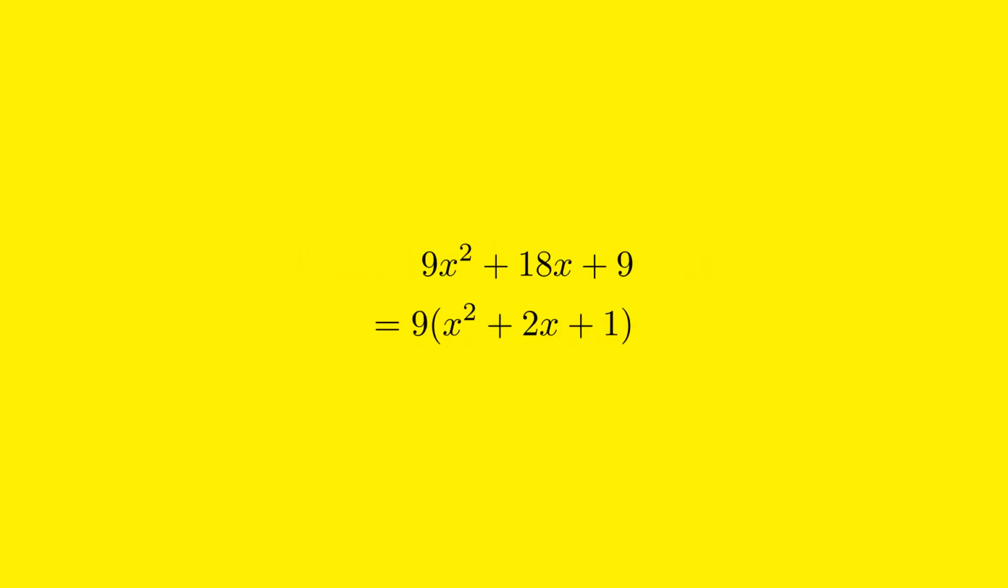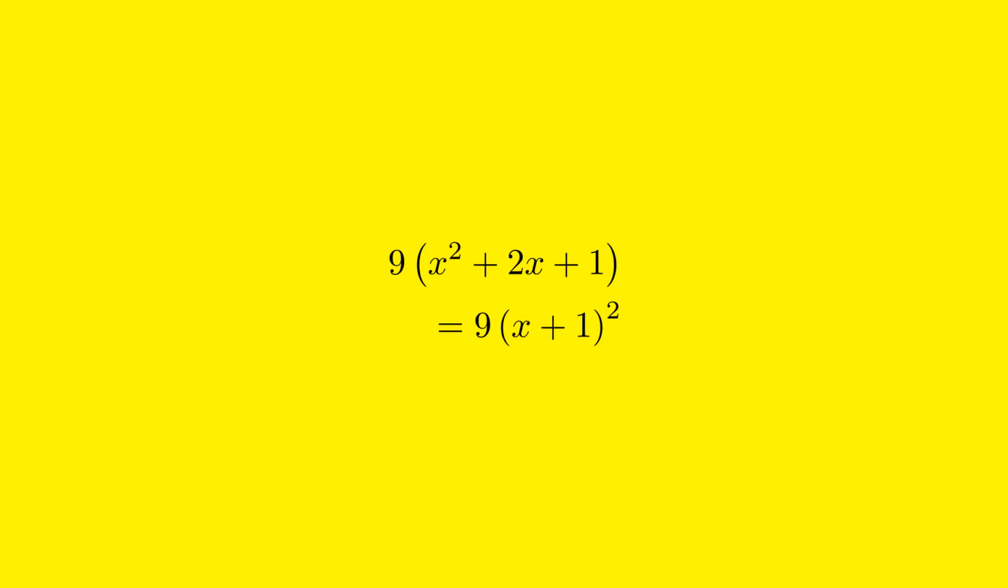Step 1. To begin solving the quadratic expression 9x squared plus 18x plus 9, we first observe that each term shares a common factor. In this case, the greatest common factor is 9. We can simplify the expression by factoring out this common factor. So, we rewrite the expression as 9 times the quantity x squared plus 2x plus 1. This alteration simplifies the handling and solving of the quadratic expression.